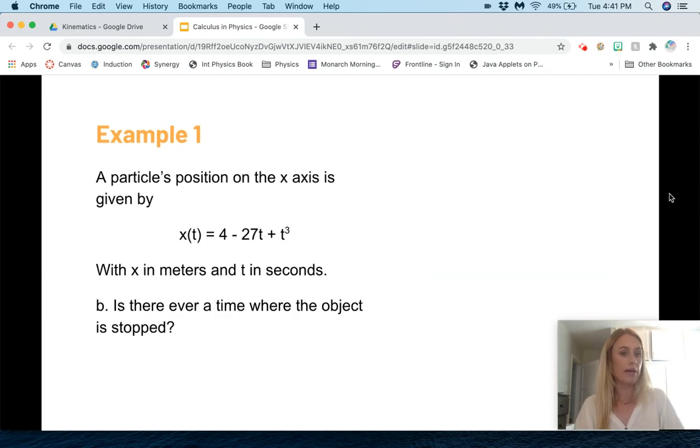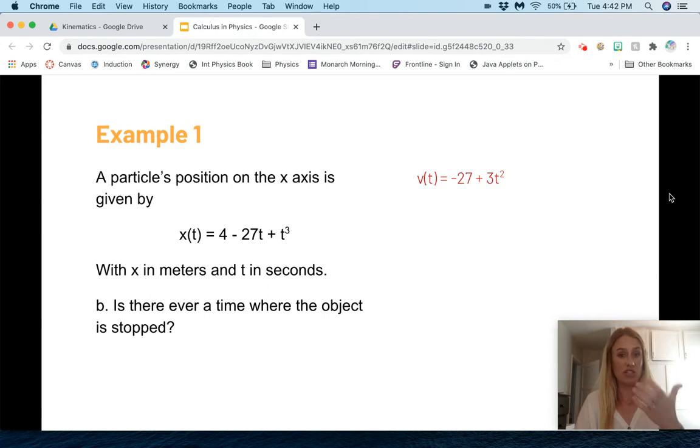So it says now, is there ever a time where the object is stopped? So when an object is stopped, what equals 0? The velocity, right? Because it's at a standstill, it's stopped. So what we need to do here is we already found the equation for velocity. So now all we have to do is set this equation equal to 0 and then solve for time, because for letter B, it's asking, is there ever a time where the object is stopped?